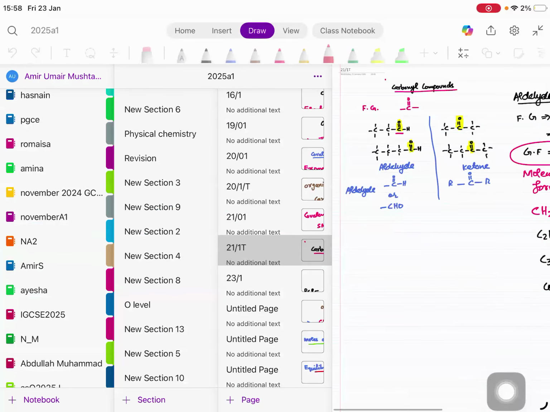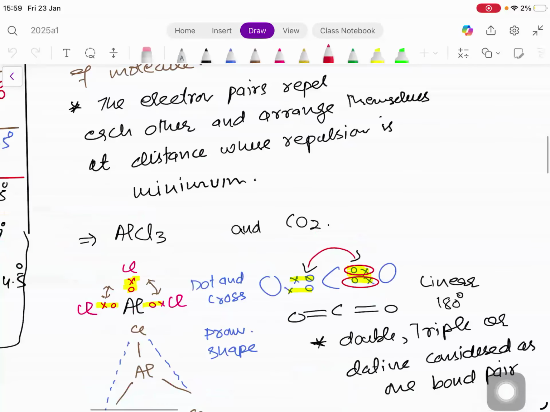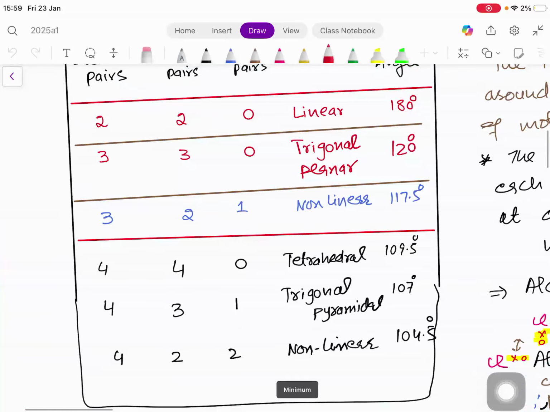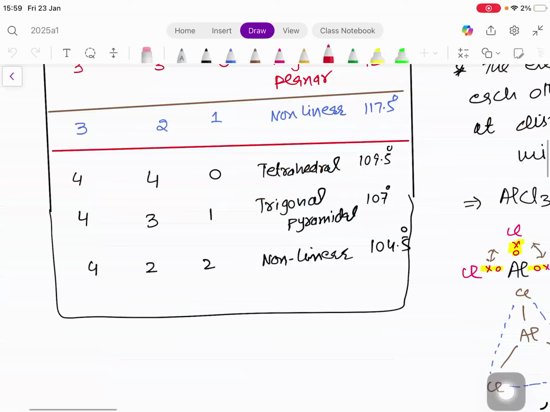Look at this, for example, here. See, this is the table. Okay, here is the bond pair, lone pair. Today we added 2 more with the 5, 5, 0, with the 6, 6, 0, and with the 6, 4, 2. Okay, 3 more we added.